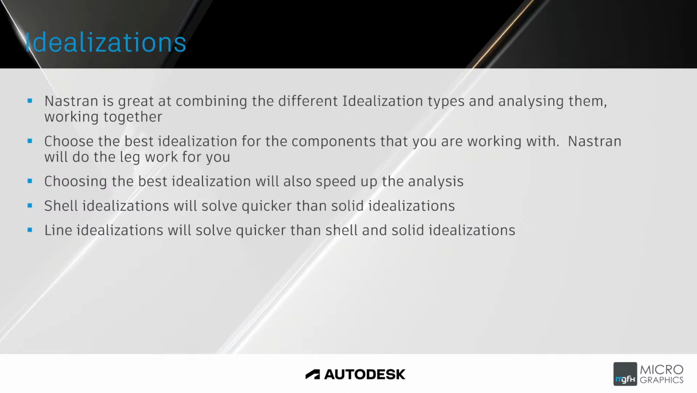Now, talking about idealizations, choose the best idealization for the part that you're actually working on. If it's sheet metal sitting on two square tubes or something like that, for the square tubes use your linear, and for the sheet metal use your surface. You'll just have to make sure that the contacts are correct so that the forces get pushed through. That would be the quickest way to run the idealization, basically getting Nastran to do the legwork for you.